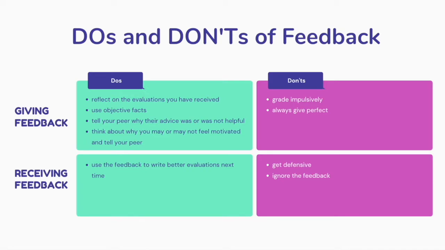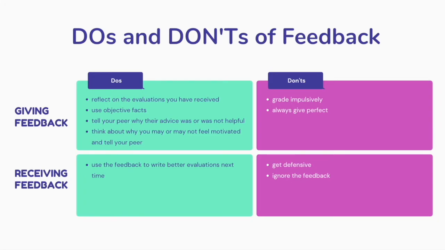Make sure you're giving objective feedback and not grading impulsively. Also, tell your peer what was helpful and not helpful about their evaluation. If your peer provided good advice but you feel unmotivated to use it, think about why and let your peer know in the feedback comment. We all know how frustrating it is to be graded poorly on something and not understand the reasoning behind it. Make sure to not always give them a perfect score either, so they can learn to get better.